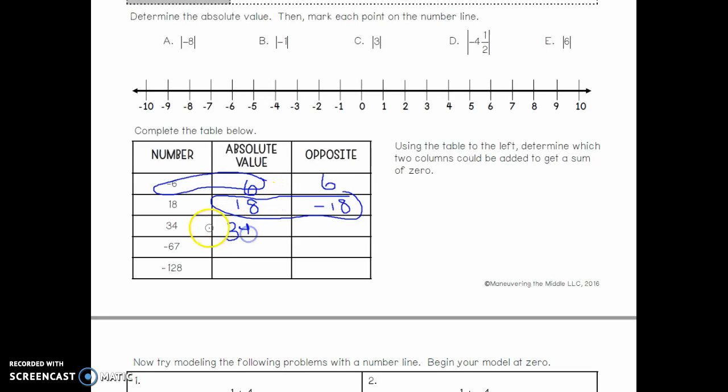The absolute value of 34 is, again, 34. Now, those two numbers, I can't add 34 and 34 to get 0, but I know the opposite of it is negative 34, and I know I can add those two to get 0. So I'm going to circle those. Those are also 0 pairs.